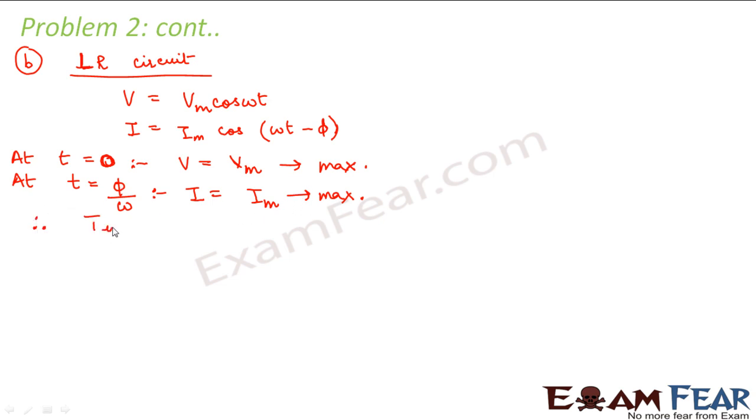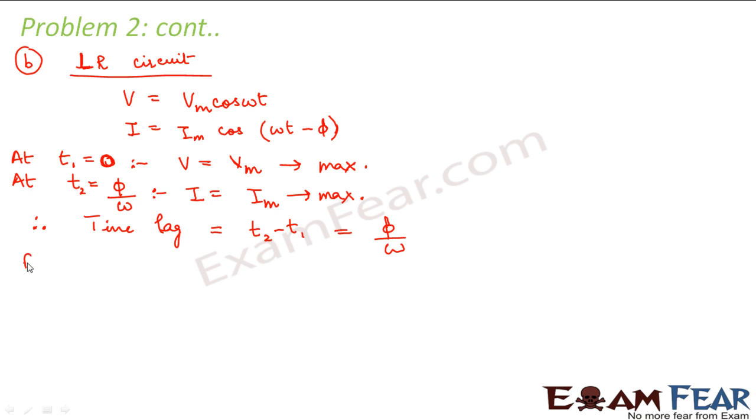So what is the time lag? If we call this T1 and this T2, the time lag will be equal to T2 minus T1, which is equal to phi by omega. So this is my time lag. Now, the value of omega we have already calculated in the previous slide. So we have to calculate the value of phi here, where phi is the phase angle.